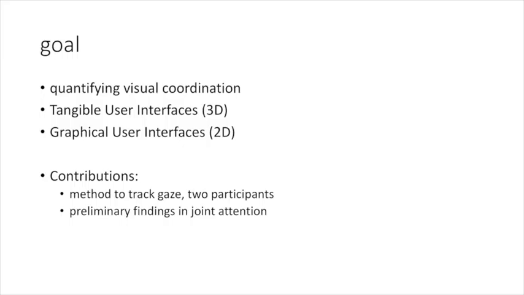First, to propose a methodology for synchronizing the two eye trackers and computing measures of joint visual attention in co-located settings. Second, to report preliminary findings about joint attention of two participants when they look at 3D realistic and 2D abstract objects.